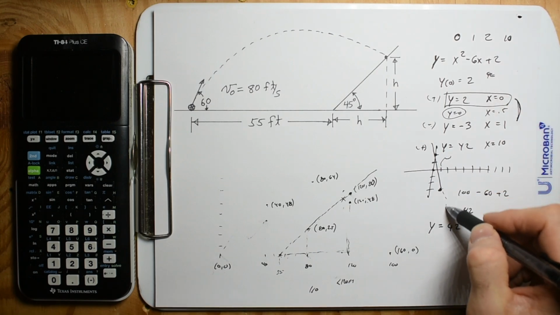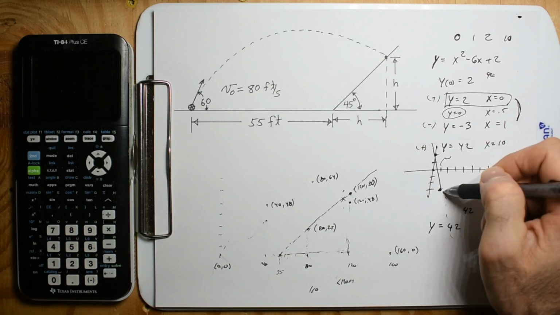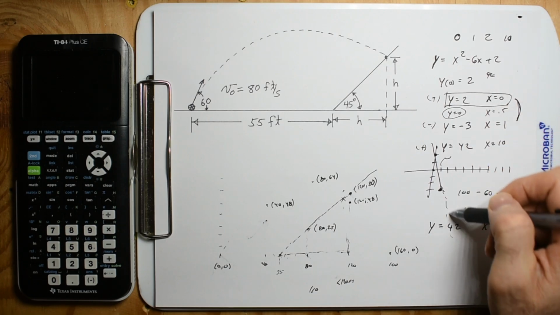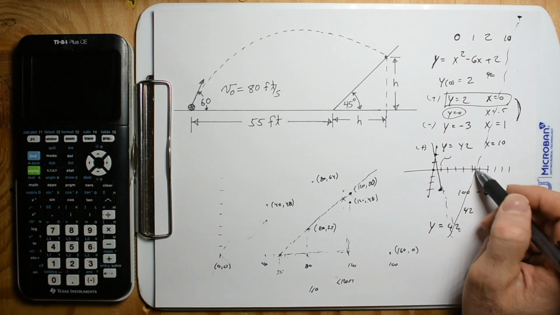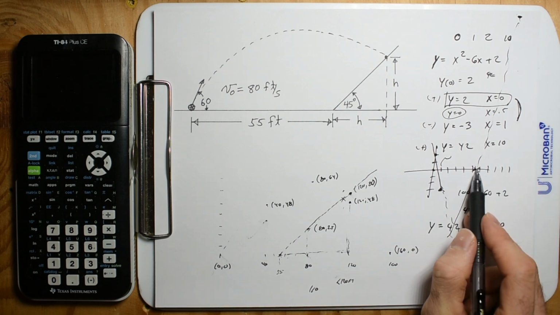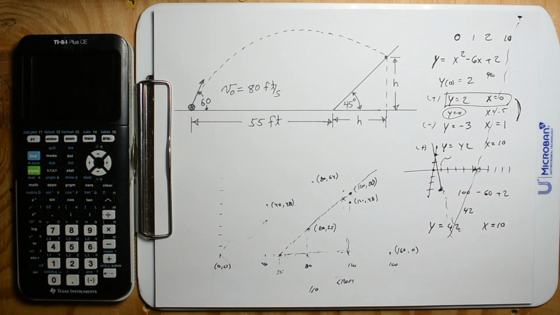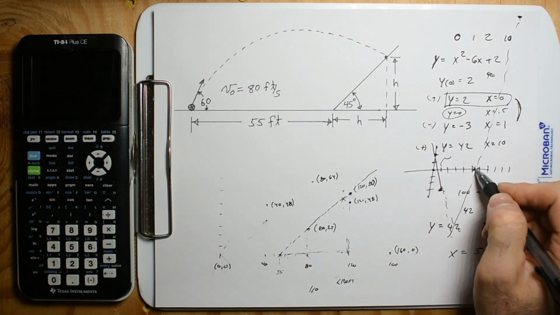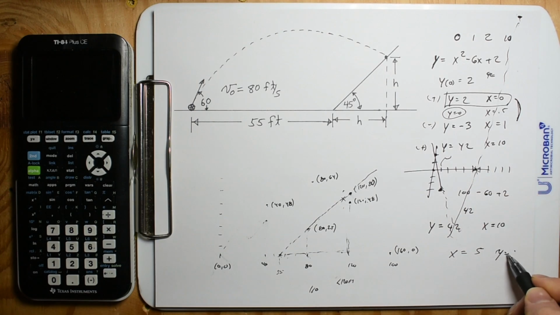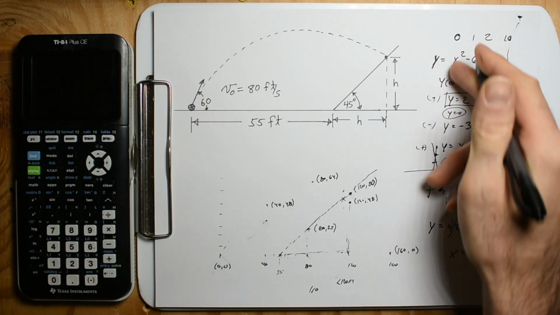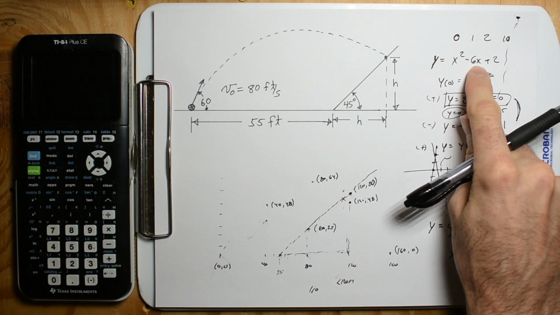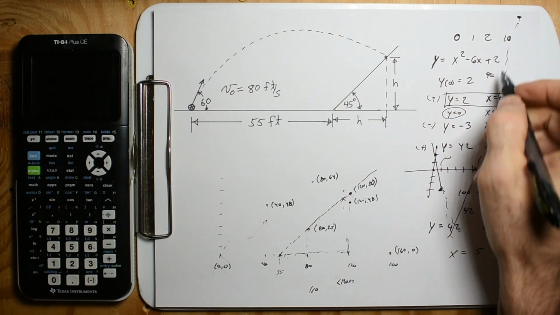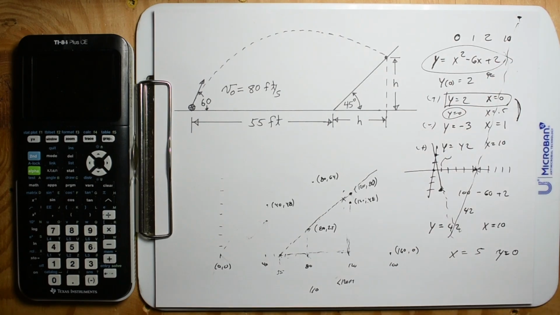So somehow we had to get from here all the way up to there. So we must cross the x-axis somewhere. There must be a point where x is equal to maybe 5, that y is equal to 0. So let's throw that in. So we have 25 minus 30 plus 2. Hey, that's pretty close.